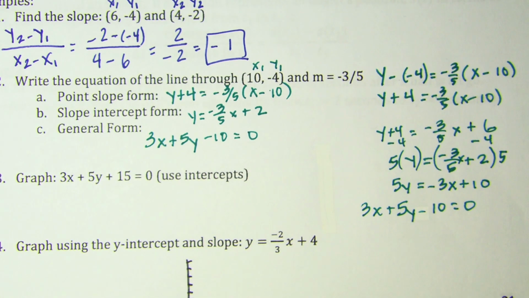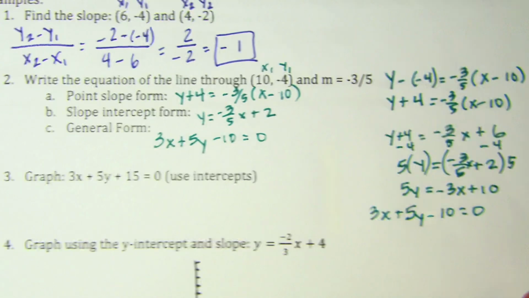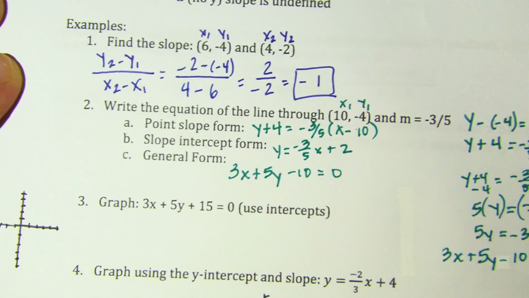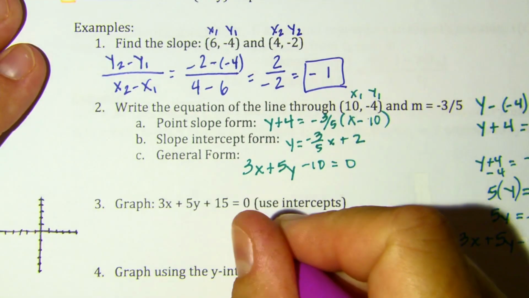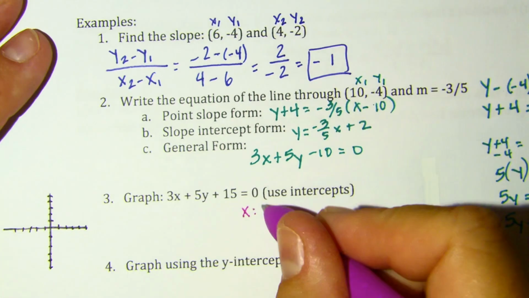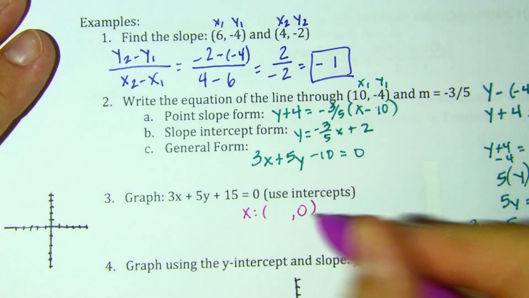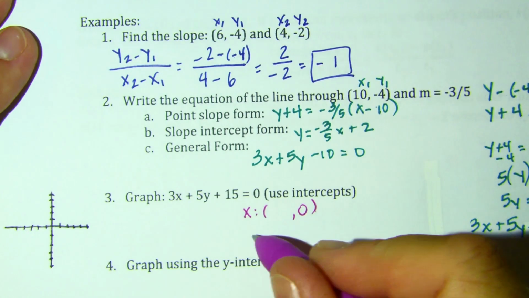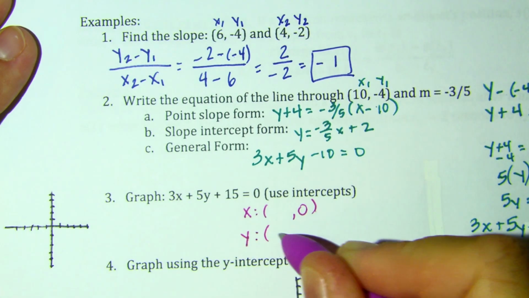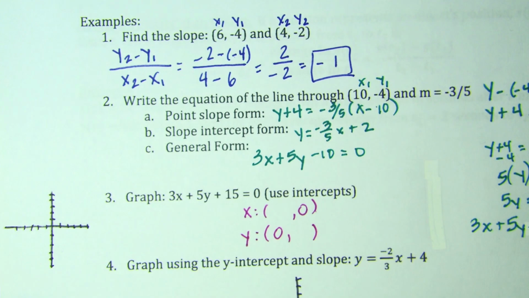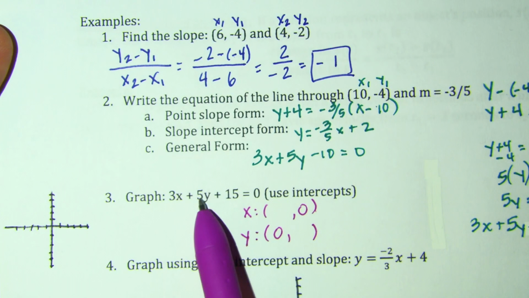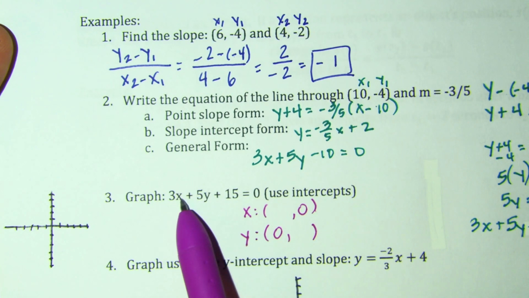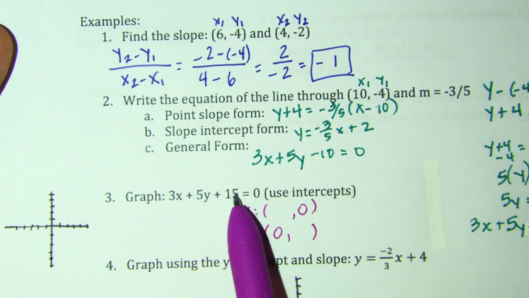The next one gives us an equation in general form and asks us to use the intercepts to graph. Well, if we're using the intercepts, finding our x and y intercepts, if I want to find the x-intercept, I'm going to plug in 0 for y. And if I want to find the y-intercept, I'm going to plug in 0 for x. Well, if I plug in 0 for y, that whole term goes away, and I have 3x plus 15 equals 0.